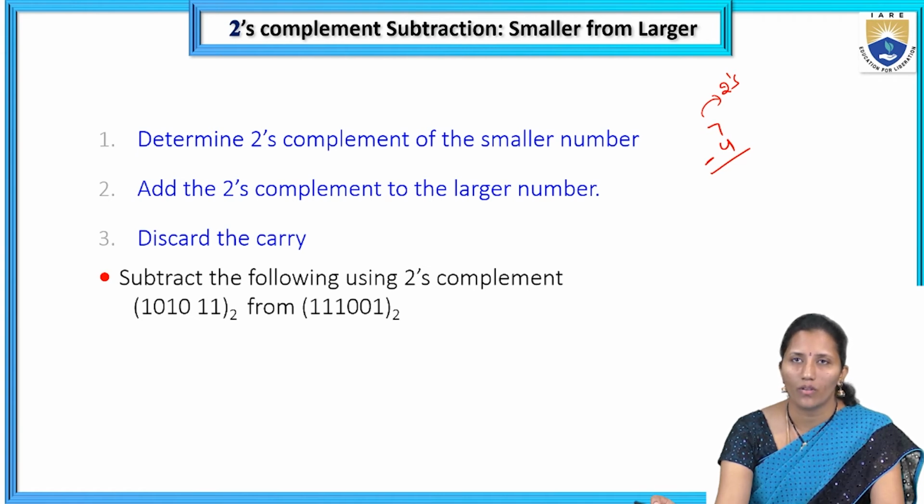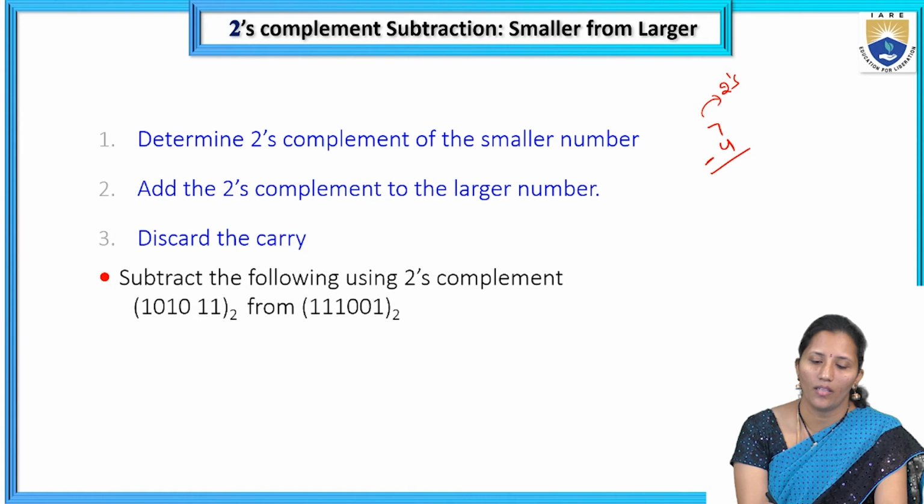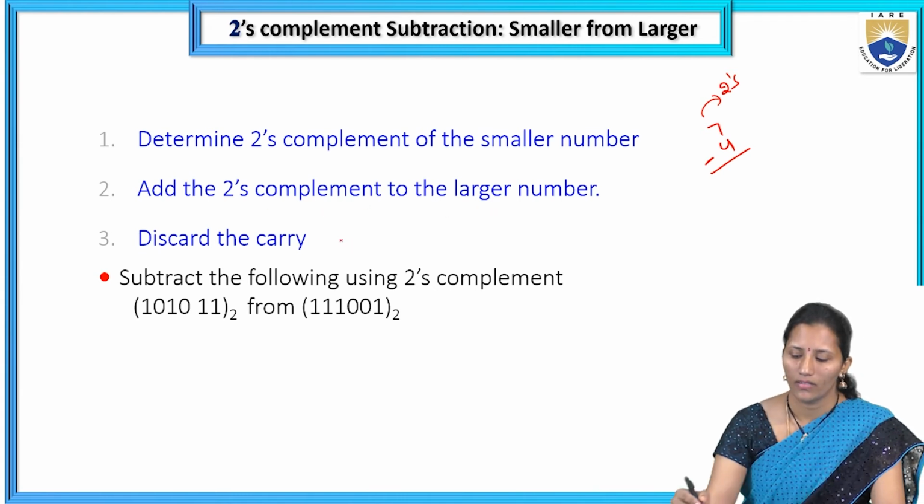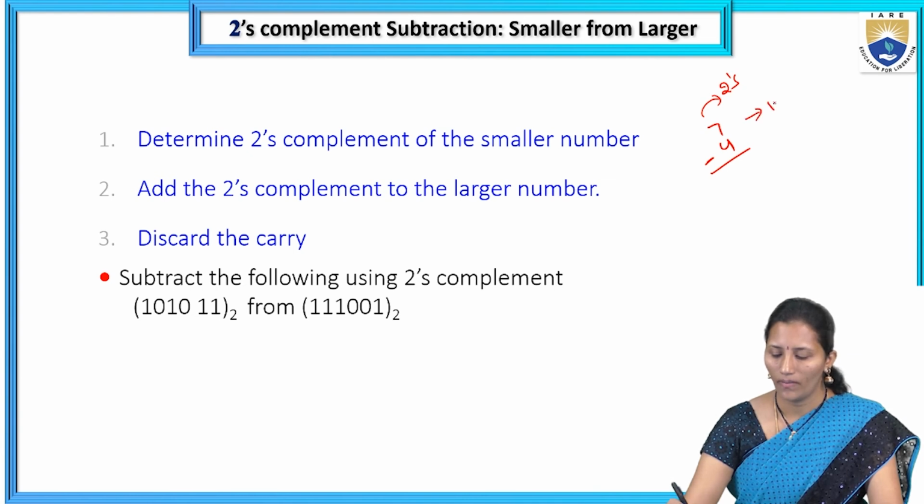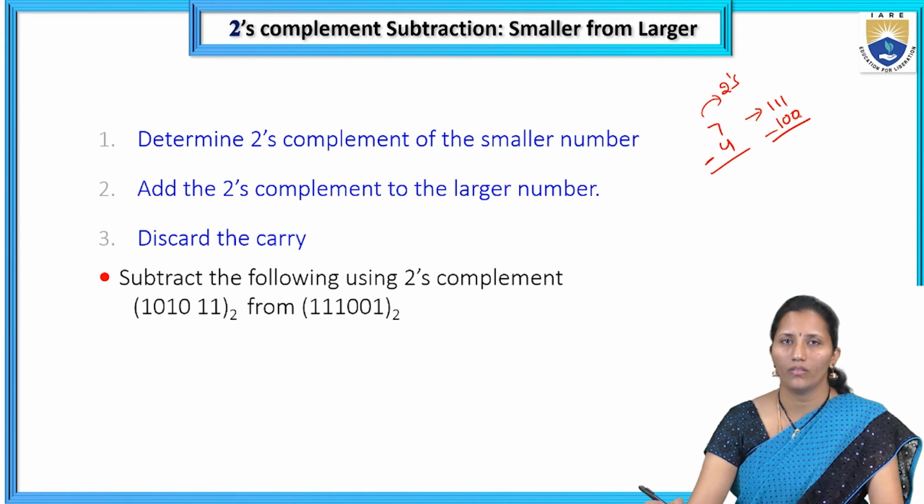Here in the 2's complement method, first step, we have to determine the 2's complement of the smaller number, add the 2's complement to the larger number, and discard the carry. So suppose here we have 1, 1, 1, and 4 is 1, 0, 0. So we have to perform subtraction here. But in 2's complement, first step, we have to find out the 2's complement of the subtrahend.